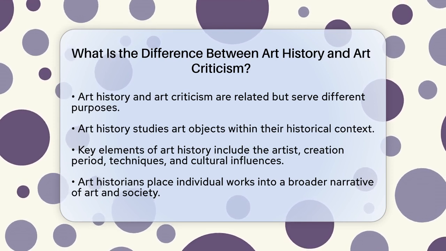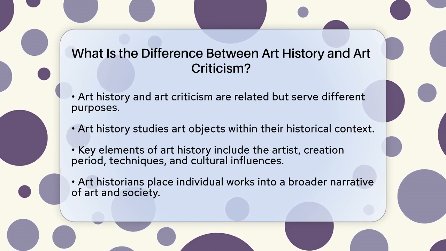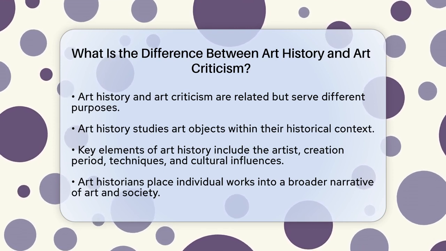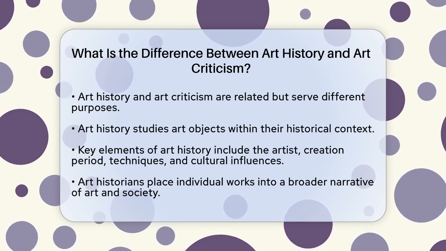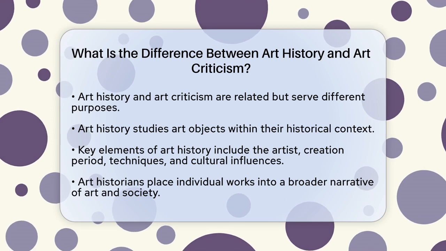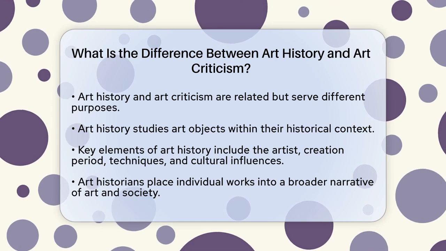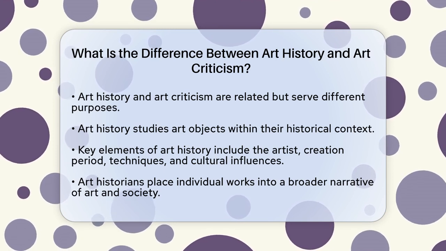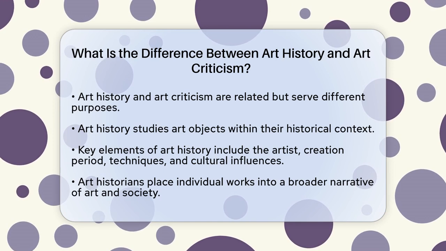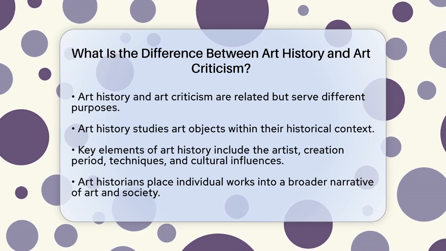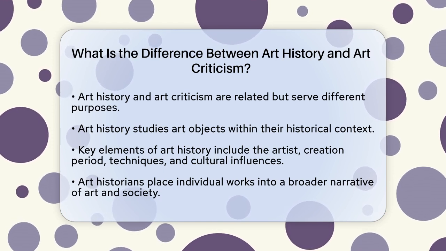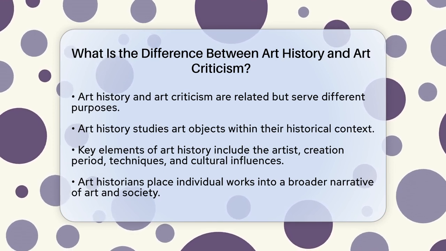Art history is essentially about studying art objects within their historical context. This involves looking at the artist, the period when the work was created, the techniques used, and the cultural and social environment that influenced the artwork. Art historians aim to place individual artists and their works into a broader framework, understanding how these works fit into the larger narrative of art and society.